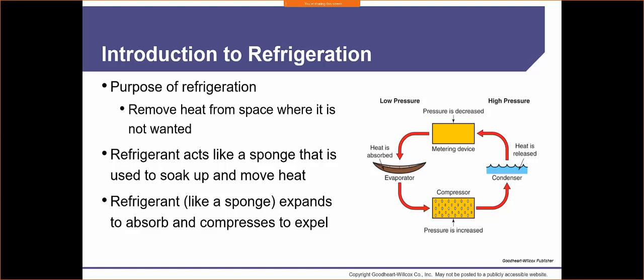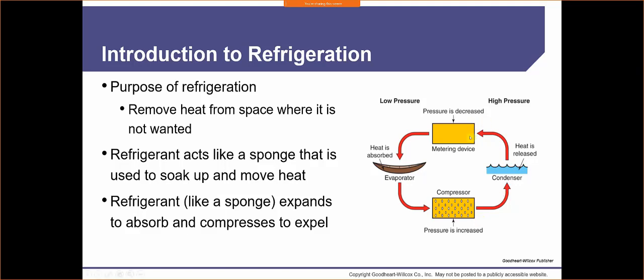We can move heat from one place to another, but we also want to make sure that nothing else is really affected. So refrigerant acts like a sponge. It's used to soak up and move heat. Not sure I really care for this illustration off to the right, but it's what the book has. Basically, refrigerant is going to act like a sponge inside of the system. It's going to absorb the heat as the refrigerant's running inside, and then it's going to come out to the outside and squeeze it out.